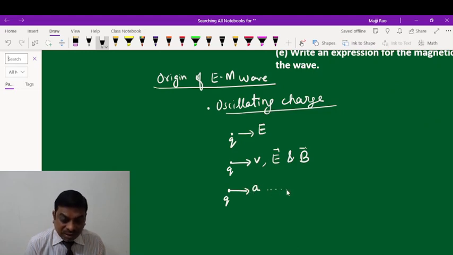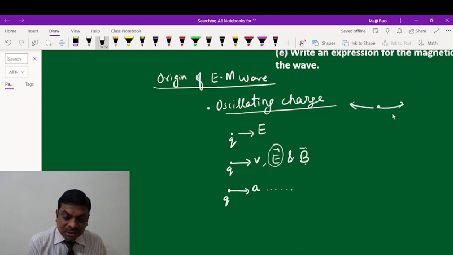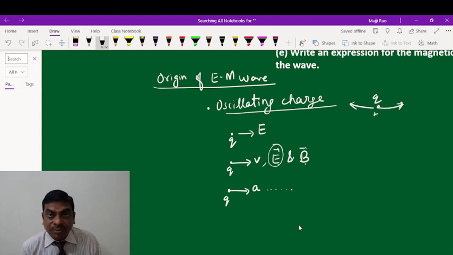If the charge starts accelerating, it will produce a changing electric field, and a changing electric field will give rise to a changing magnetic field, and a changing magnetic field in turn gives rise to an electric field. So this way they regenerate each other. The simplest mode could be an oscillating charge which is oscillating to and fro. This is the simplest mode.